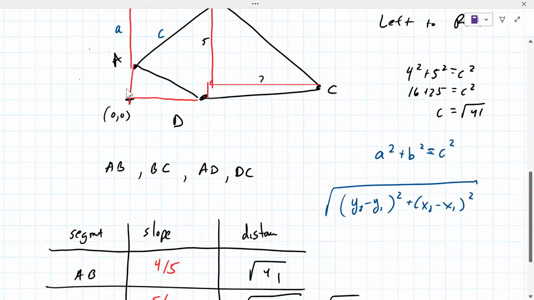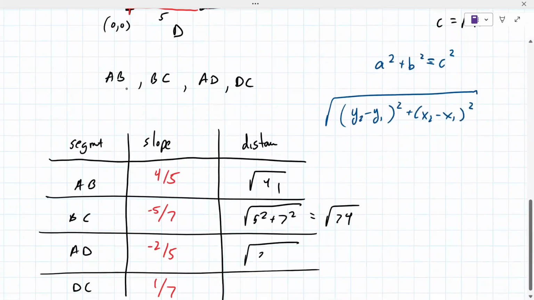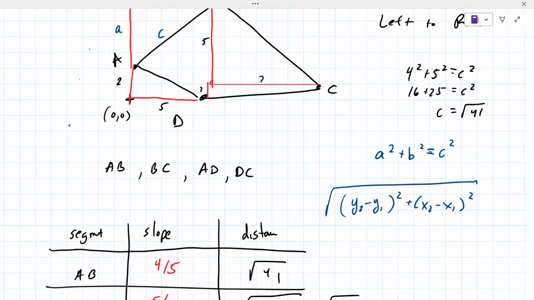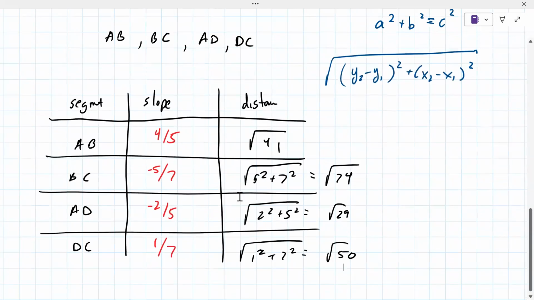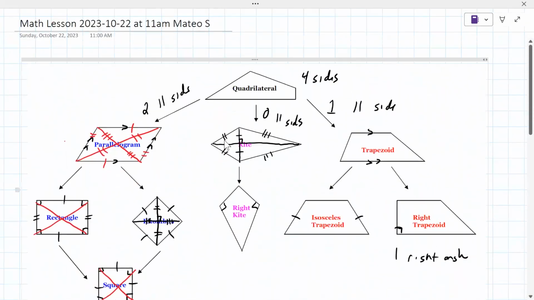So from A to D, it's down 2 and 5. So it's the square root of 2 squared plus 5 squared, which is the square root of 29. And then D to C is 1 and 7. So it's the square root of 1 squared plus 7 squared, which equals the square root of 50. And none of these are the same. Kites require segments to be the same, so it's just a quadrilateral.